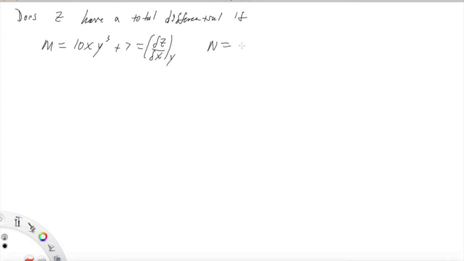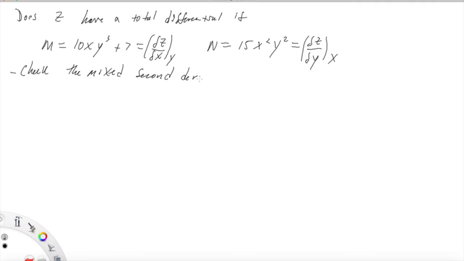If you remember the definition for our function z, it included two functions, one function M and another function N. In the example, we're given M and N. M, or the partial of z with respect to x at constant y, is equal to 10xy^3 + 7. N is the partial of z with respect to y at constant x, and it's equal to 15x^2y^2.